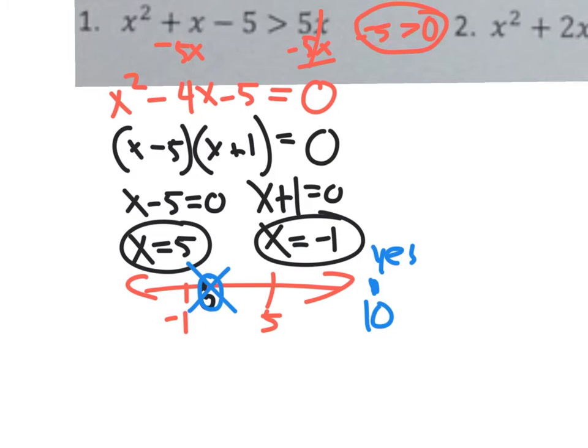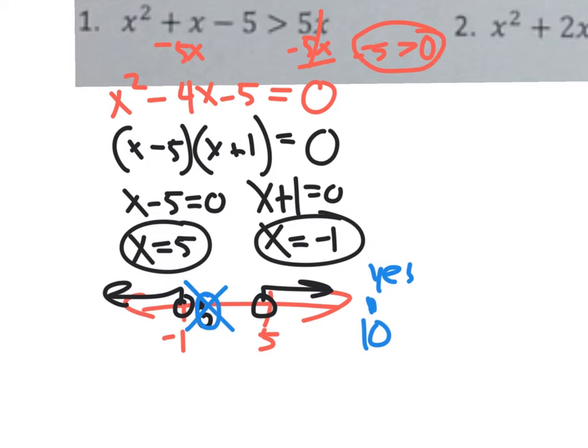Let's plug in 10 up here. 10 squared is 100, plus 10 is 110. 110 minus 5 is 105. And if you plug in 10 over here, 5x, that's 5 times 10, that's 50. So 105 is greater than 50. So yes, 10 does work. So where are our answers at? They are on the outside of the critical values. They are not on the inside of the critical values.